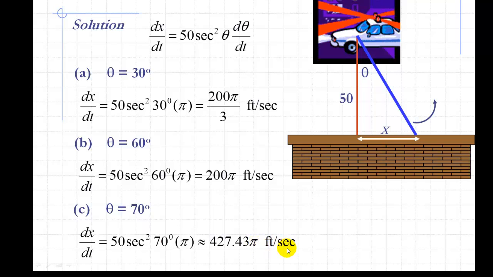In fact, at 90 degrees, it becomes infinity because the secant of 90 degrees is infinite. You remember secant is 1 over the cosine. At 90 degrees, the cosine would be 0, so it would go to infinity at that point.